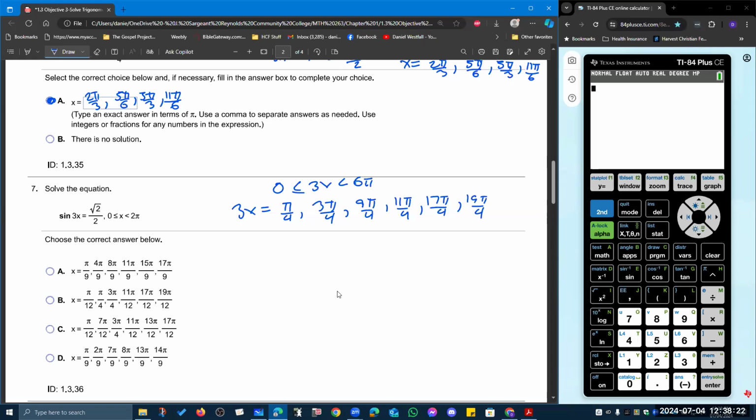So x is going to be equal to pi over 12, pi over 4, 3 pi over 4, 11 pi over 12, 17 pi over 12, and 19 pi over 12. It's going to be what x is equal to. Sorry. So pi over 12, pi over 4, 3 pi over 4, 11 pi over 12, 17 pi over 12, 19 pi over 12. That's B.